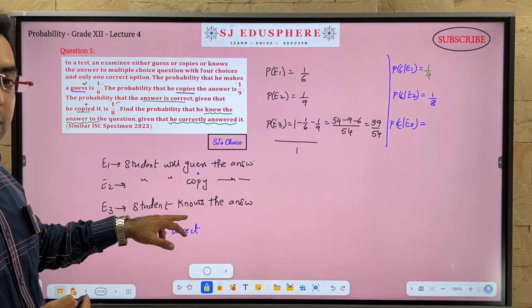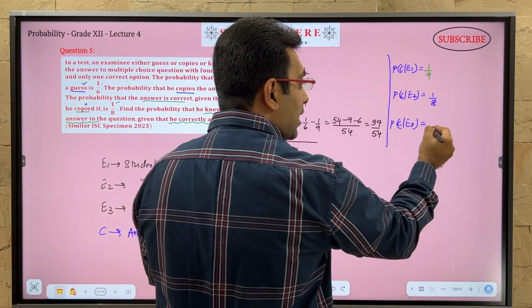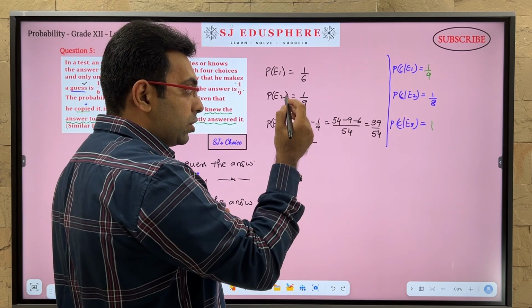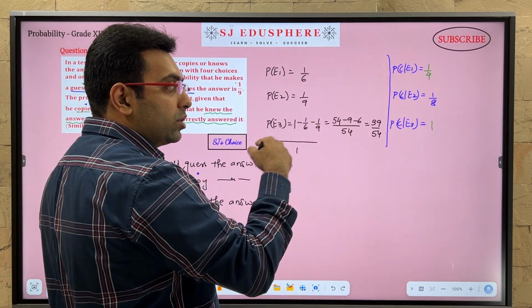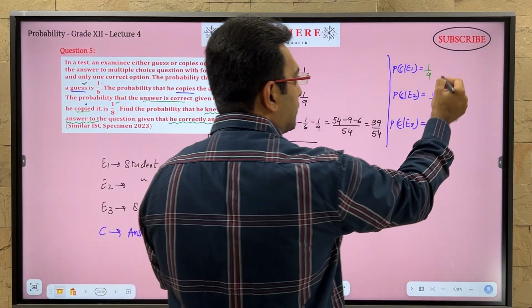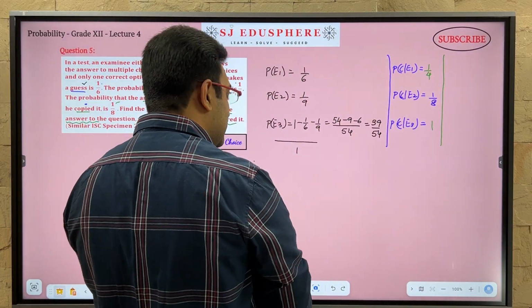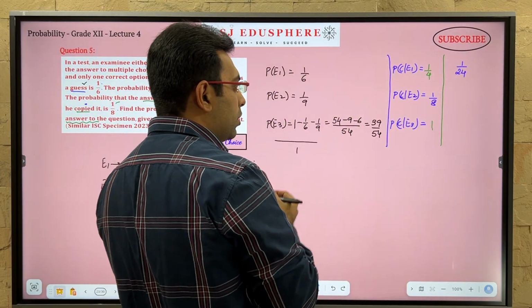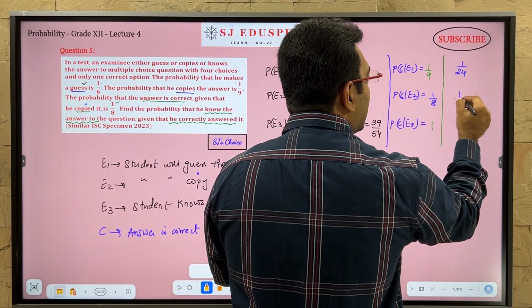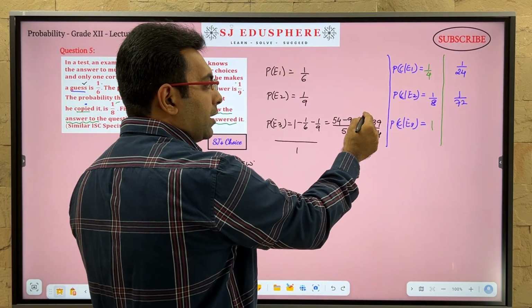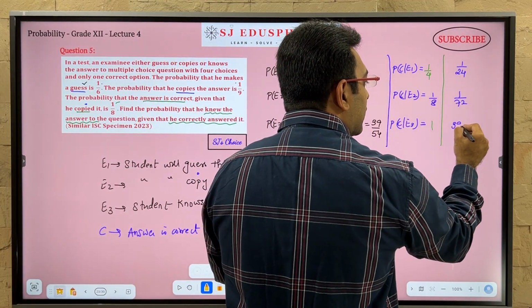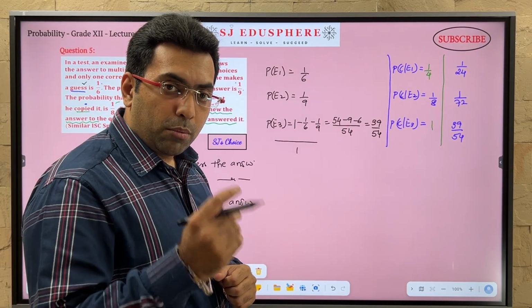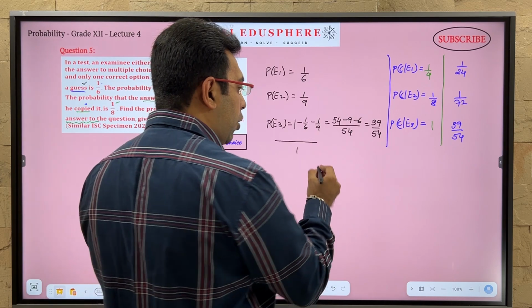Clear? And correct given E3. E3 is when you know the answer. You know the answer. You're sure the answer is 1. So correct given that he knows the answer is 1. So your 3 values were given to you. The other 3 values you have to decode. If we end up multiplying these numbers over here, 1 by 6 into 1 by 4 is 1 by 24. 1 by 9 into 1 by 8 is 1 by 72. And 39 by 54 into 1 is 39 by 54.